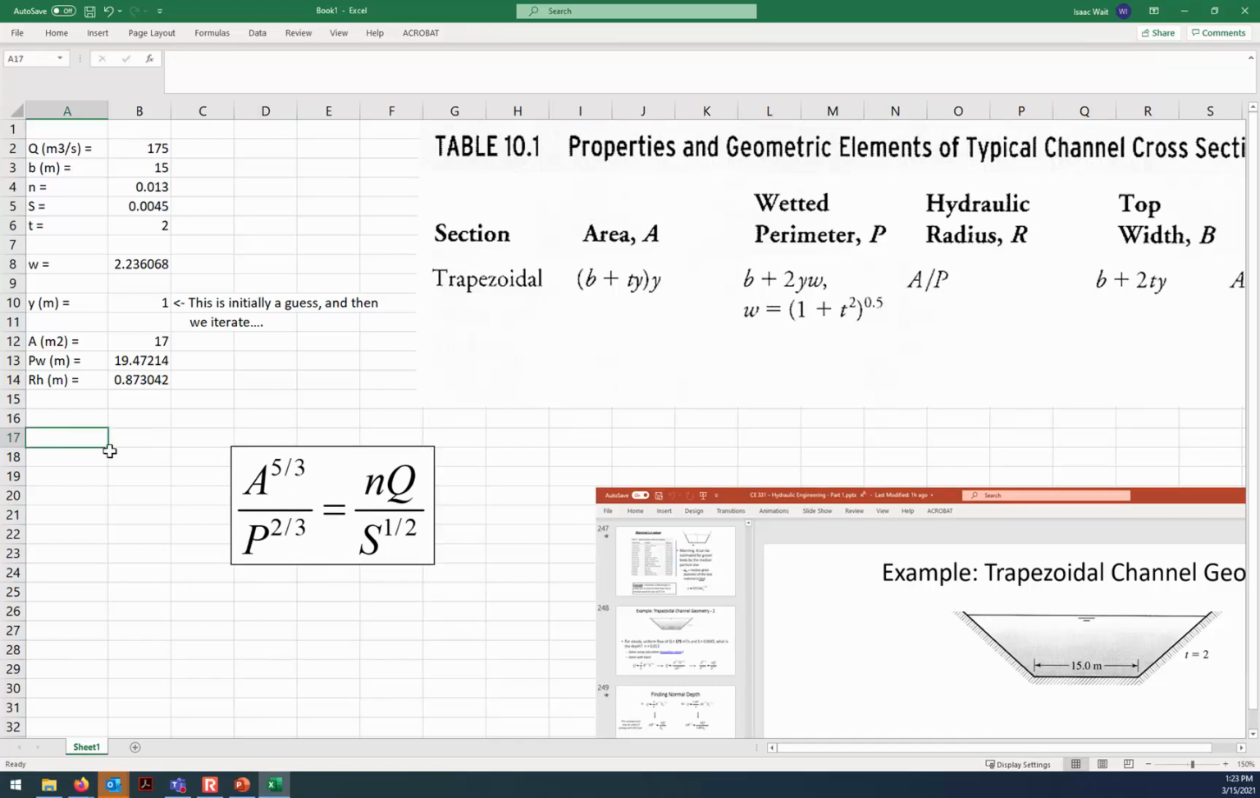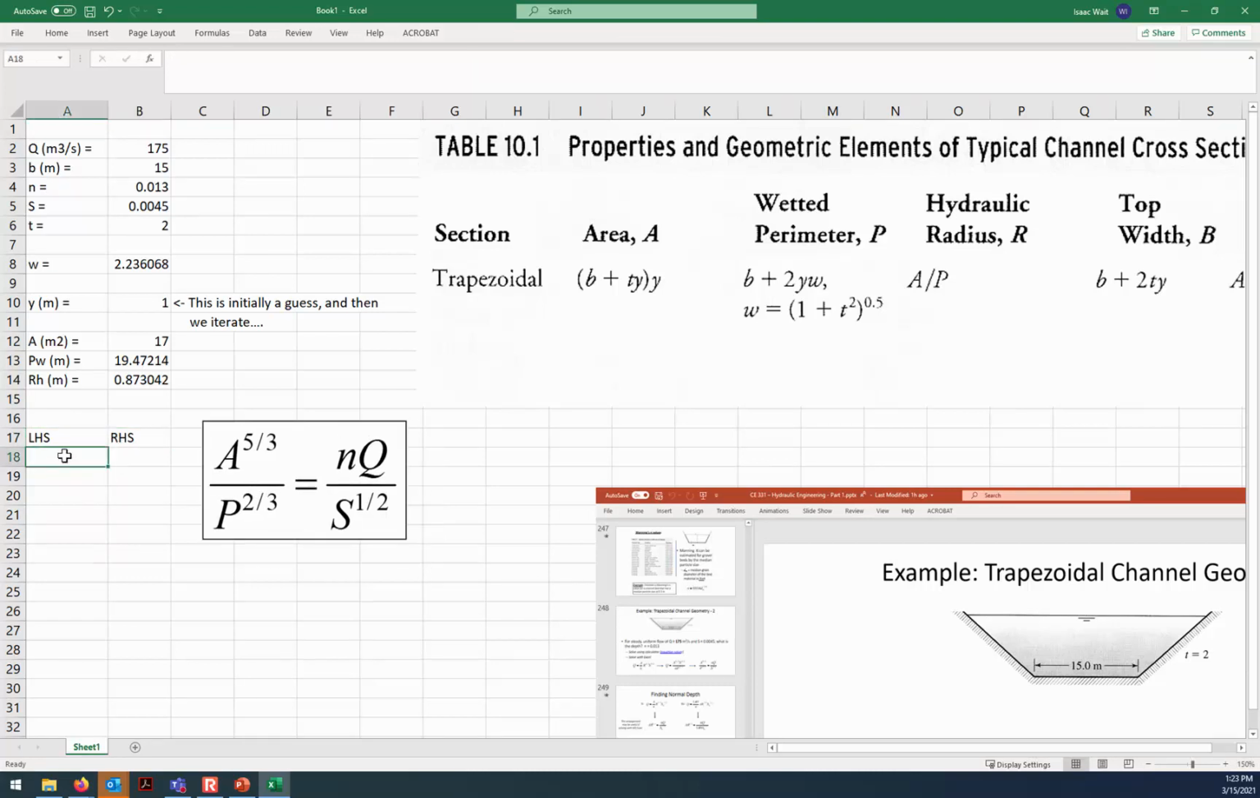So what is the left-hand side of that equation, and what is the right-hand side of that equation? Okay, so the left-hand side of that equation is area to the power of 5/3. And then I'm going to divide that by the wetted perimeter to the power of 2/3. Okay, so if this is our depth, then that's the left-hand side of the equation. The right-hand side of the equation is not depth dependent.